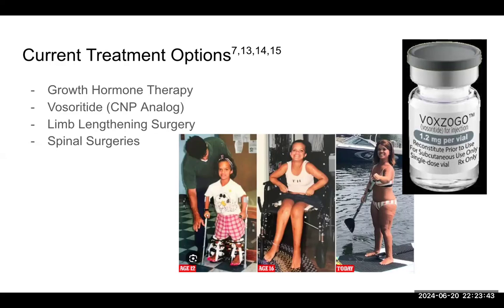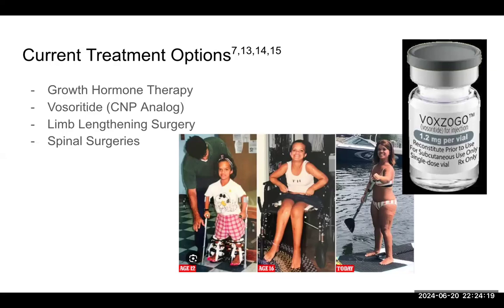Limb lengthening surgery is a surgical procedure involving the lengthening of the bones in the arms and legs. It helps increase stature and improve the proportionality of limbs. It can significantly increase height, but requires multiple surgeries and has a long recovery period. I have included an image here of an individual affected by achondroplasia who underwent 4 years of limb lengthening surgery to grow from 3 feet 9 inches to 4 feet 11 inches.